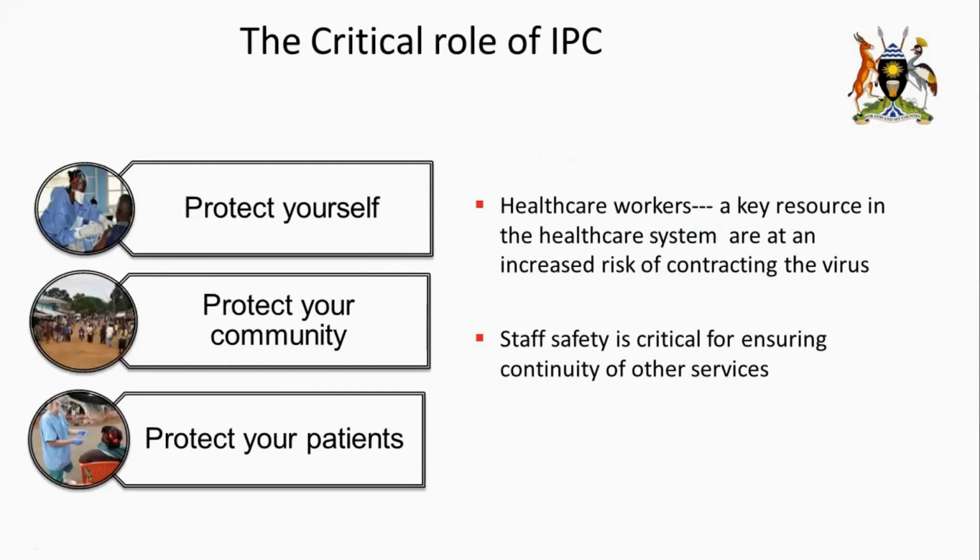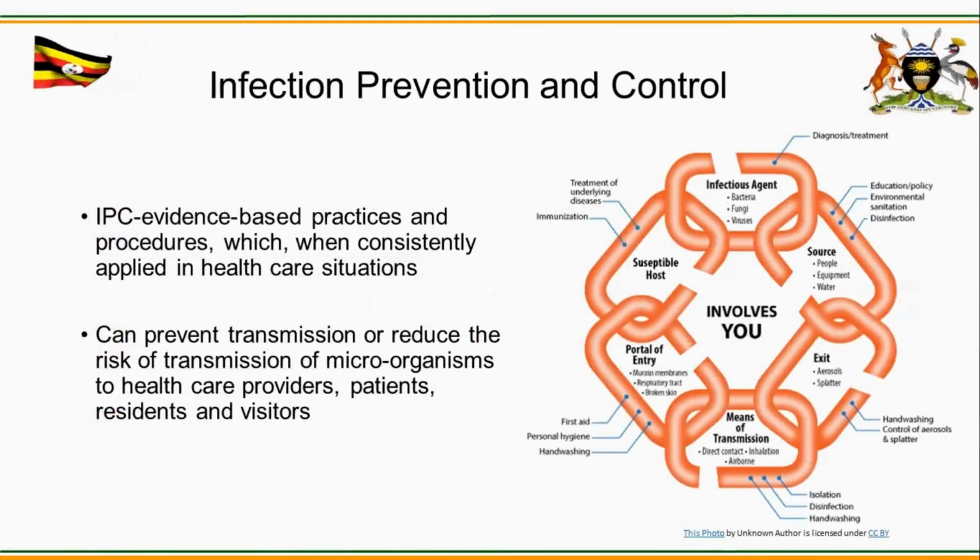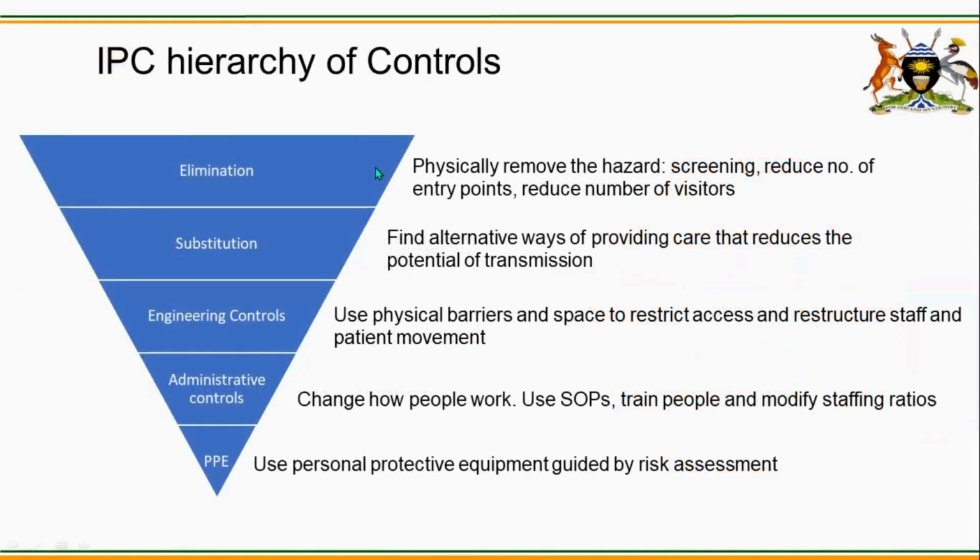So IPC, what is it? How important is it? So here is the critical role of IPC. It helps us as healthcare workers to protect ourselves. There are what they call the standard precautions, and then there is one that has been tailored to a particular infection. If it is for Ebola in this case, we tailor it for Ebola and reduce the risk of transmission for any of the situations that you'll be dealing with.